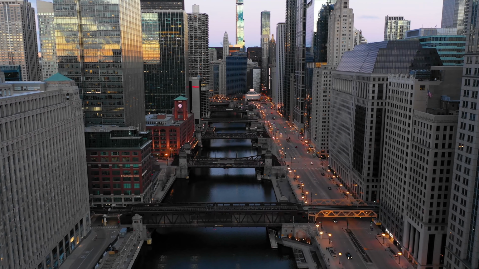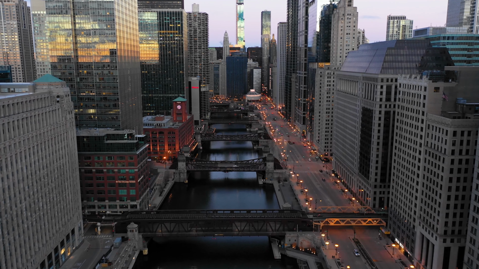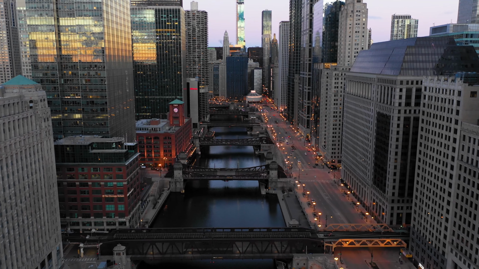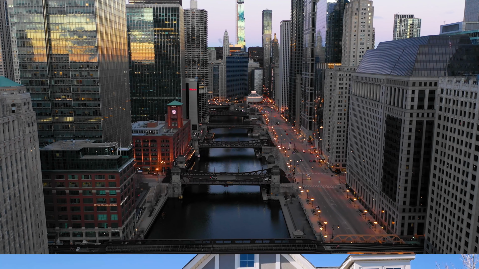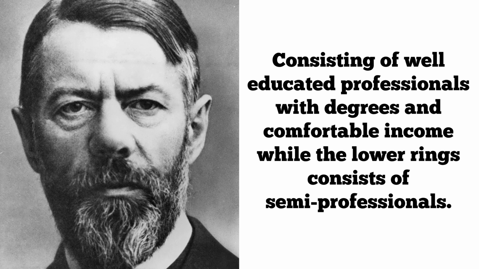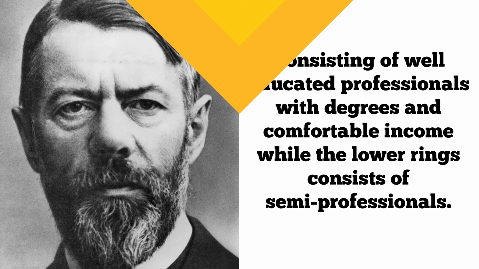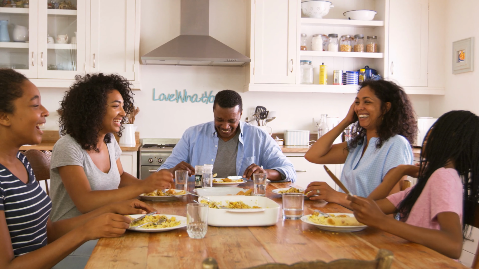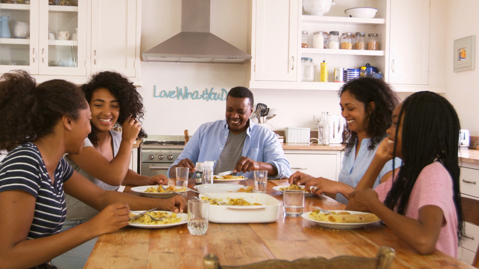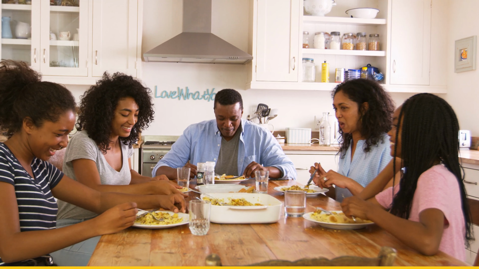One thing that has definitely changed about the middle class over the years is what is defined as it and the people who are in it. The middle class has evolved from being just that to being divided into the upper middle class and the lower middle class, with the upper middle class being defined by Max Weber as consisting of well-educated professionals with degrees and comfortable incomes, whilst the lower rings consist of semi-professionals. To fully understand what being middle class represents in the present society, we must first think back to what defined being middle class in times of the past.